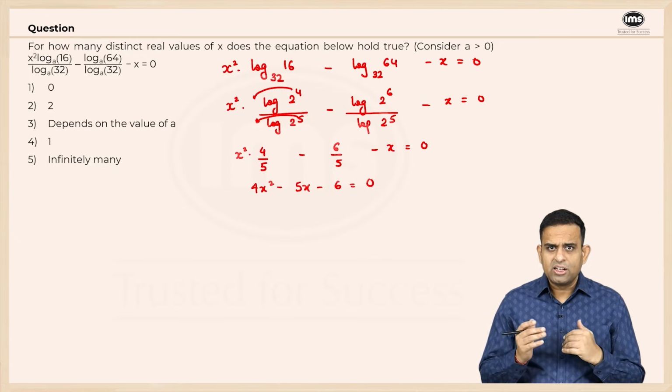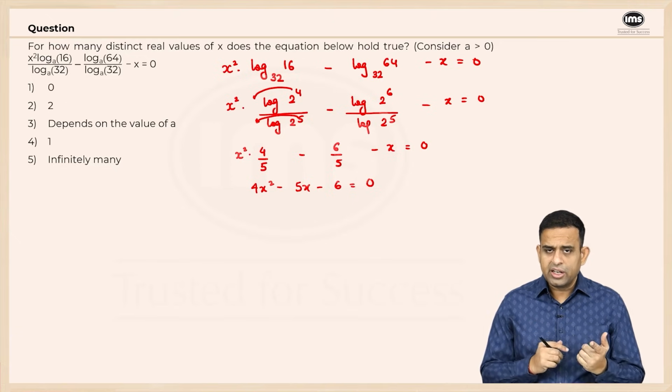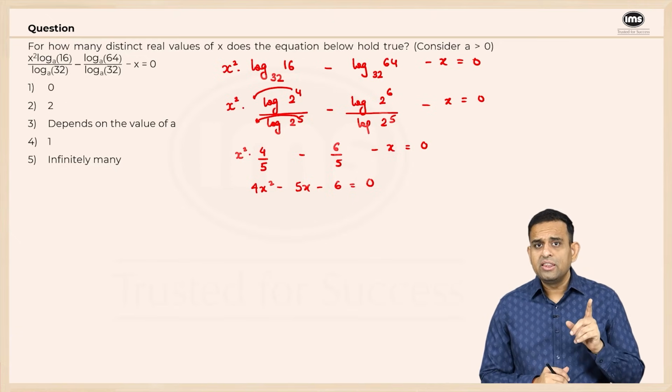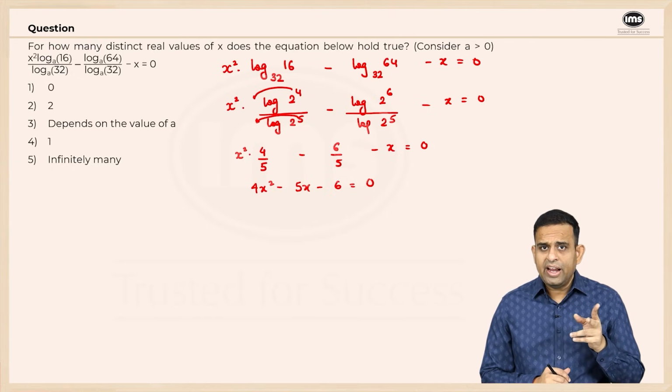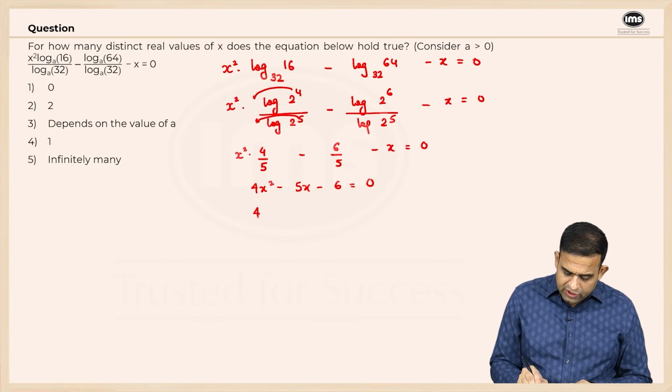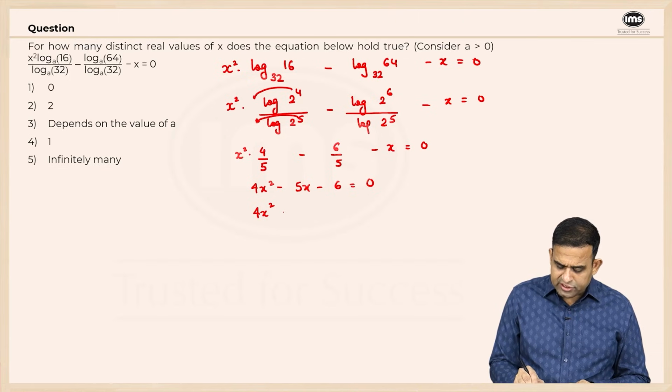If I look at the factors of 24 where the difference comes out to be 5, I can think about the numbers 8 and 3. 8 minus 3 is 5, 8 into 3 is 24. So I will split this middle term, minus 5x, as minus 8x plus 3x.